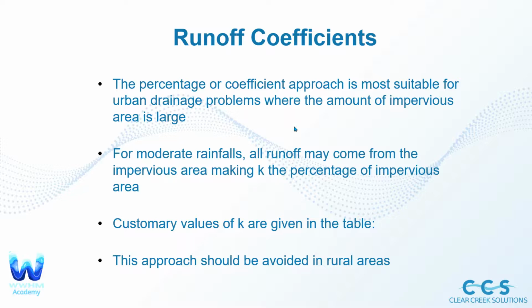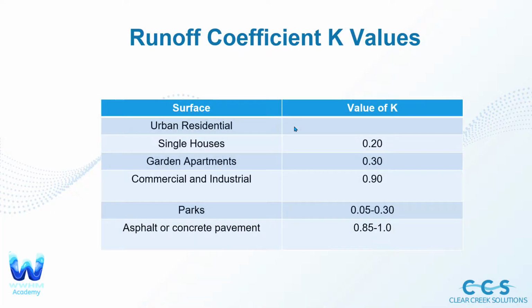So here are some common runoff coefficient K values. For urban residential, single houses, it's 0.2. For garden apartments, it's 0.3. For commercial industrial with lots of impervious area, warehouses, and parking lots, it's going to be 0.9. For parks, it can vary between 0.05 and 0.3. And for asphalt or concrete pavement, it's 0.05 to 1.0. In a lot of cases, if you have asphalt, there's really no infiltration, so it's going to be much closer to 1.0. So those are a lot of the runoff coefficient K values. Remember that this only really works when there's lots of impervious area. The more we're in rural areas or places with infiltrating soils, it's just not going to work that appropriately.